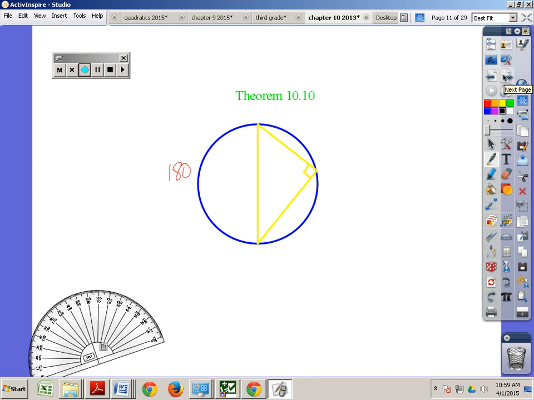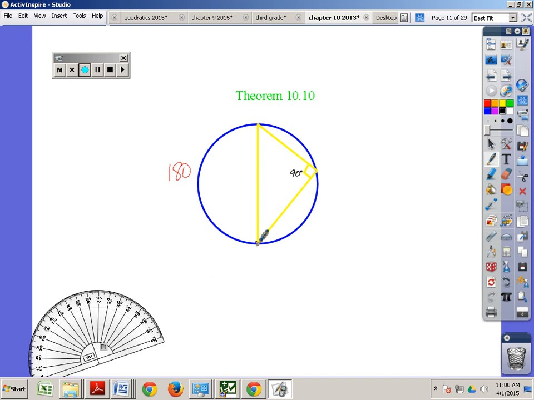Next up is theorem 10.10. So here we have a right triangle inscribed in a circle. So here's my right angle that's inscribed in a circle. So when that happens, this line here, our hypotenuse, is the diameter. Has to be the diameter because, based on our other theorem that says this inscribed angle is half of the intercepted arc, this has to be 180, which means this line has to be going halfway down the circle, which is the diameter.